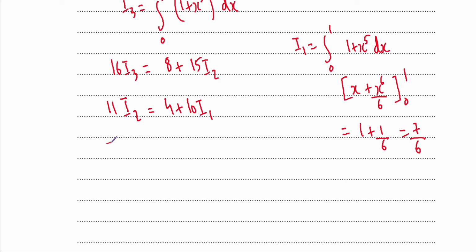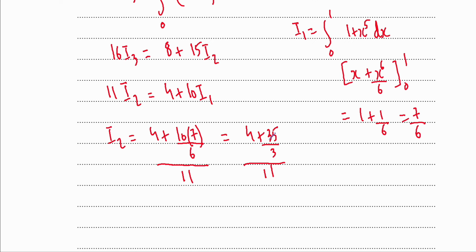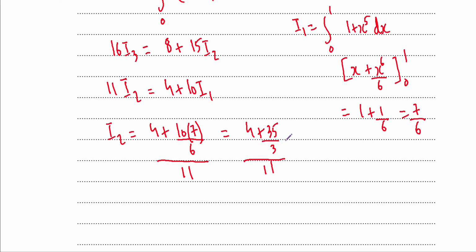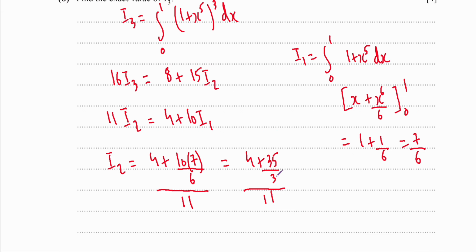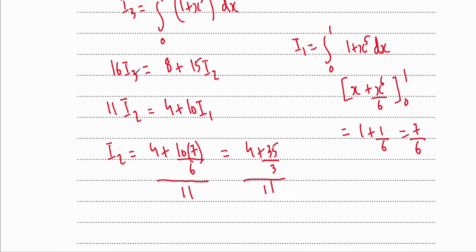Okay, so now we have I2 in terms of I1, and we have I1 as 7 over 6. So I2 is equal to 4 plus 10 times 7 over 6, divided by 11. We can simplify this, so this becomes 4 plus 70 over 6. We can simplify that more. If I divide by 2, I have 4 plus 35 over 3, divided by 11. You can simplify this more if you want, but I'm just going to leave it like that because the whole point is to understand why this is useful and how you do it, not to get the actual answer. So we have that as I2, but now we need I3, right? That was the whole goal.